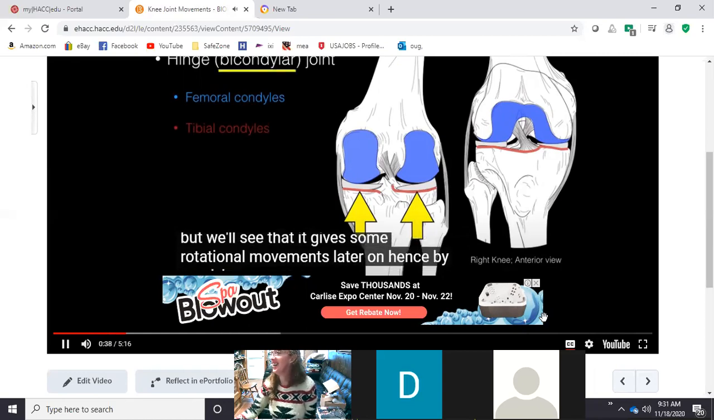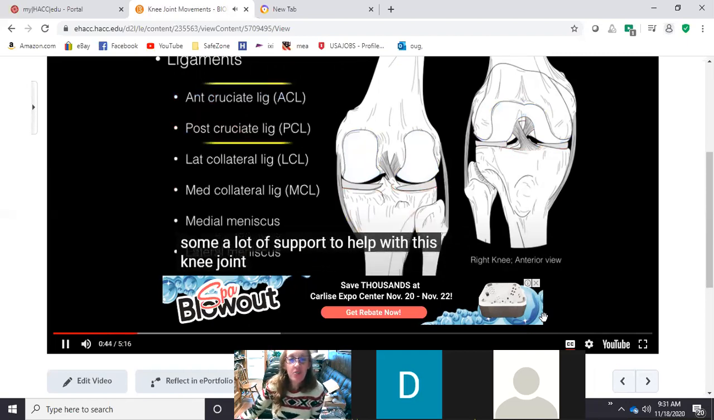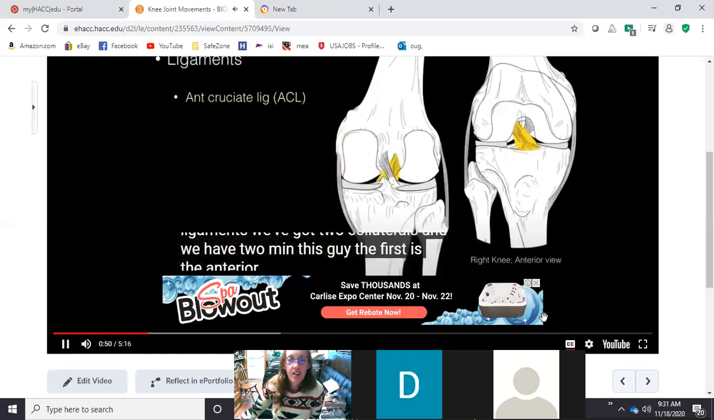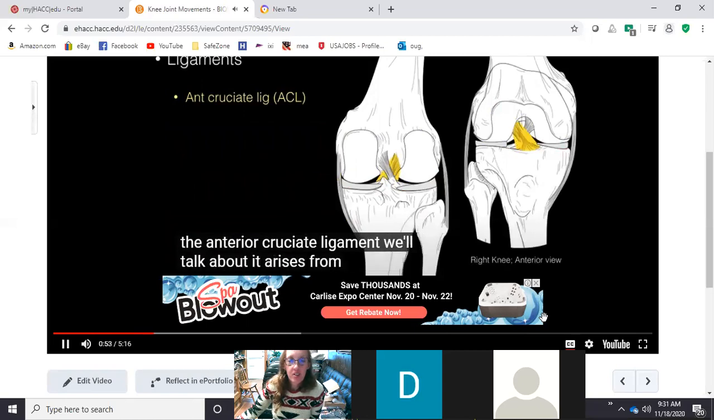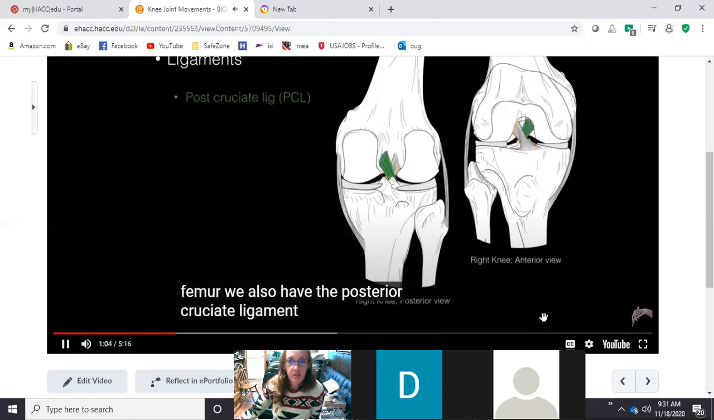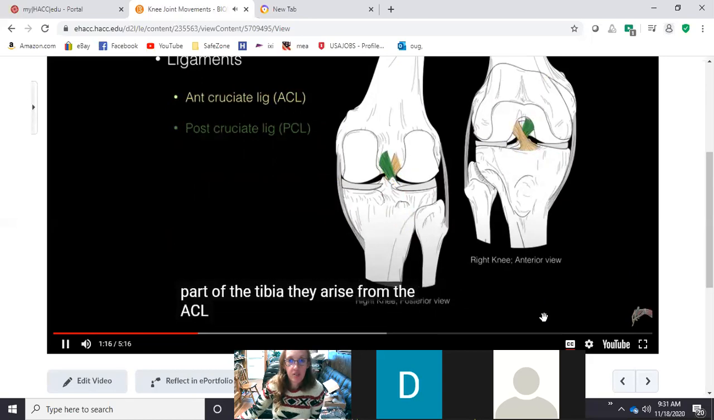Bicondylar joint. Now the ligaments, there's a lot of support to help with this knee joint. We've got two cruciate ligaments, we've got two collaterals, and we have two menisci. The first is the anterior cruciate ligament we'll talk about. It arises from the anterior surface of the tibia, and then it inserts on the posterior part of the distal femur. We also have the posterior cruciate ligament that arises from the posterior part of the tibia and inserts more eventually on the femur. So the cruciates get their names for the part of the tibia they arise from. The ACL arises from the front of the tibia, the PCL arises from the back of the tibia.